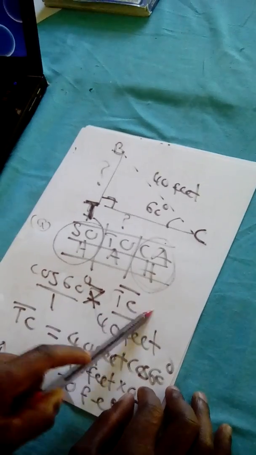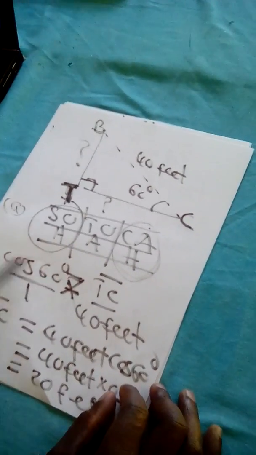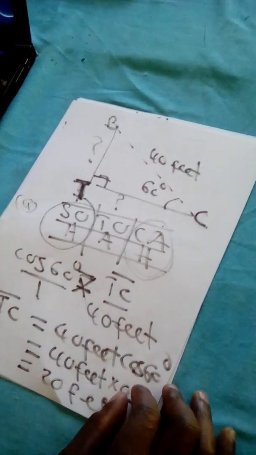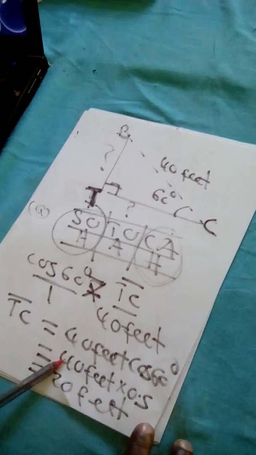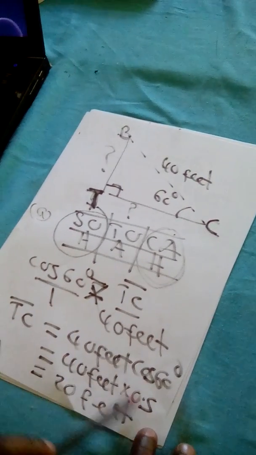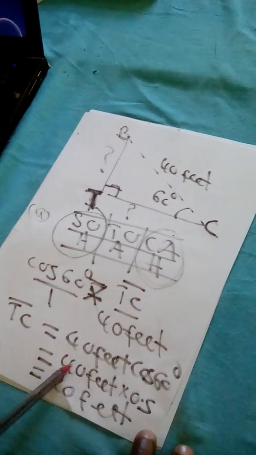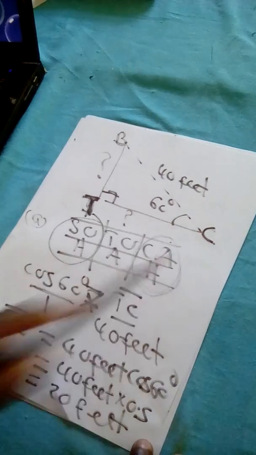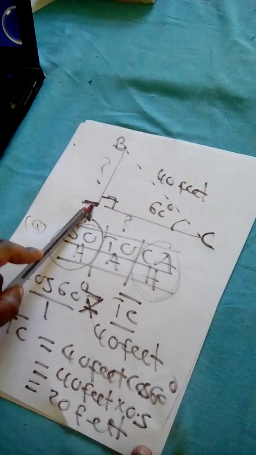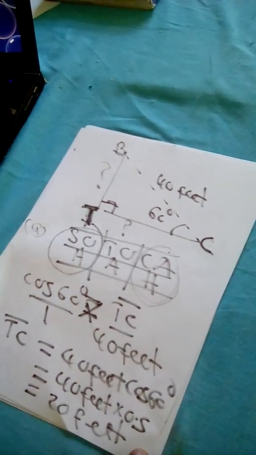If you do the process of cross multiplication after placing cosine of 60 over 1, you'll have TC here, and here you'll have 40 feet times cosine 60. From the trigonometrical tables, cosine of 60 is 0.5. When you multiply it by 40, you get 20 feet. And 20 feet is distance TC, which is the distance of the cat from the bottom of the tree branch.